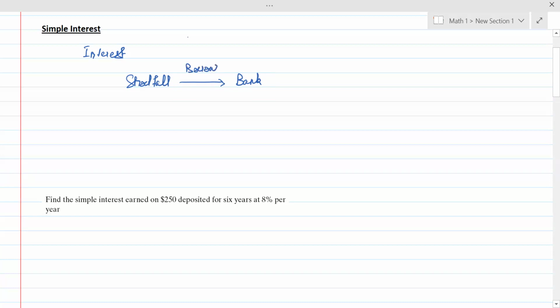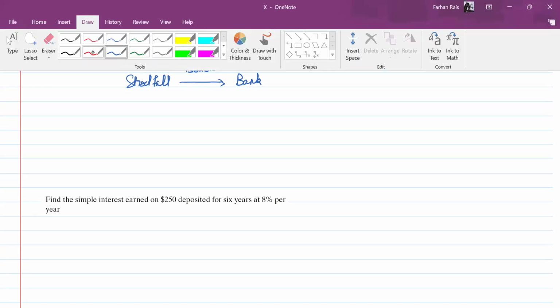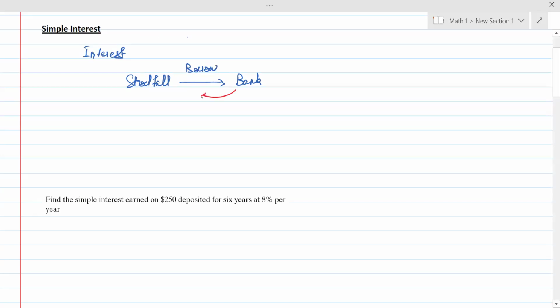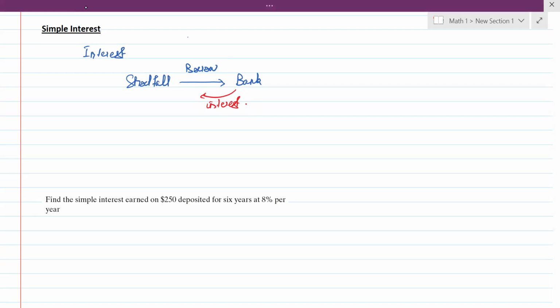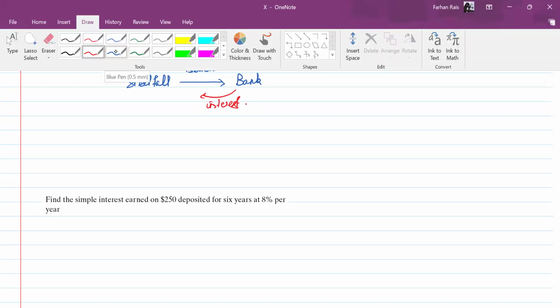And as a service, since the bank is giving you the financial support, the bank in return would be charging interest over it. So the bank would be charging an interest for that service, the financial support they have given to you. That's one way where the concept of interest works.